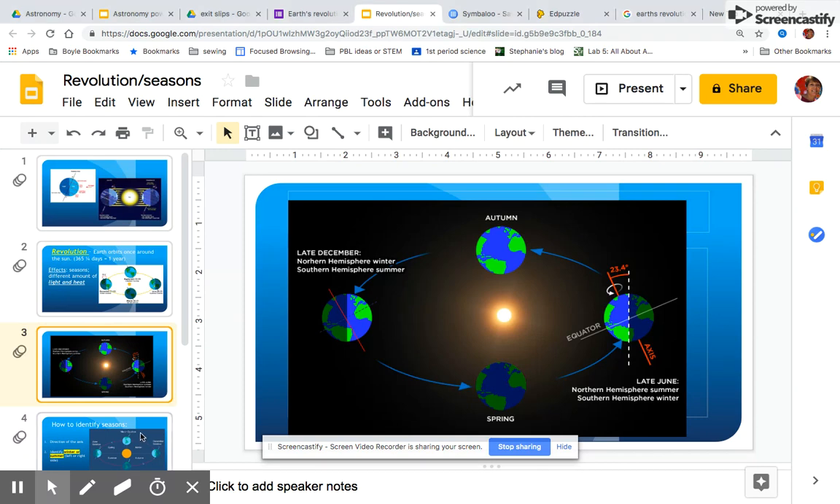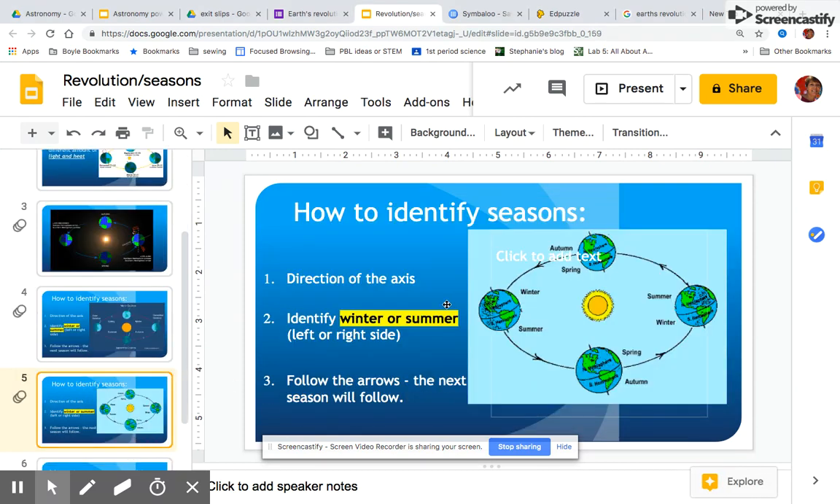So when you go to identify your seasons, there's 3 steps you need to do. First, recognize the direction of your axis. These are pointing in this direction. They're all the same. Remember, the Earth doesn't flip-flop.